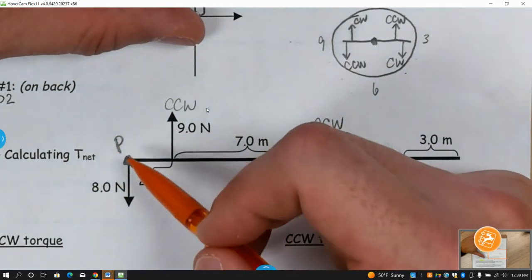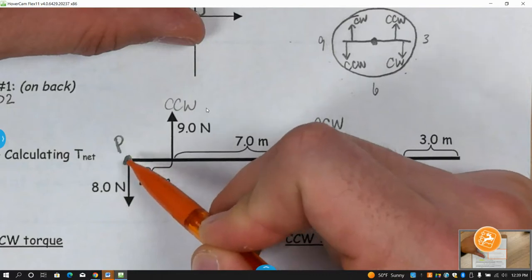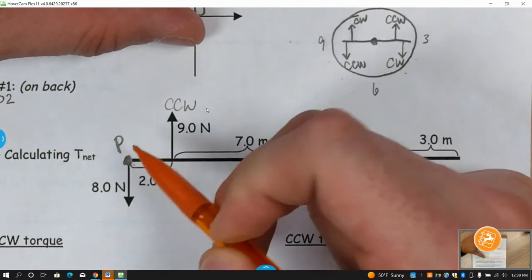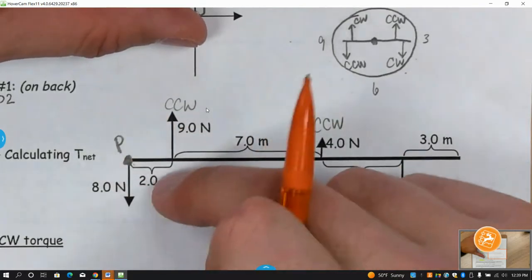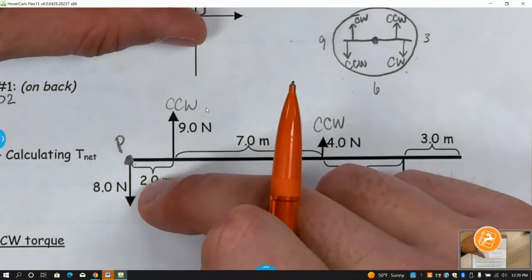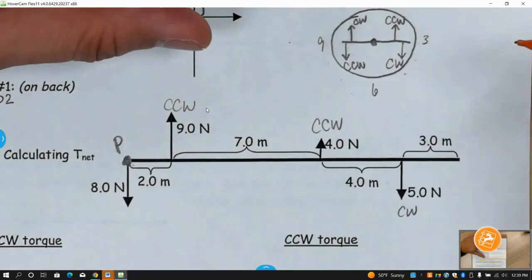Yes, you're going to cross it out. And the reason why is if a force is on our pivot point, there is no R. There is no lever arm value. There's no distance. So you won't be able to produce a torque.